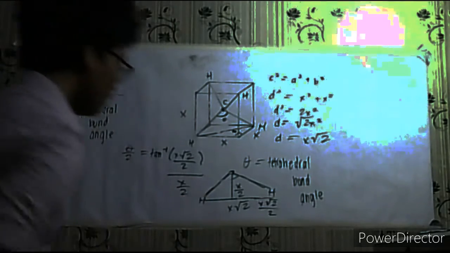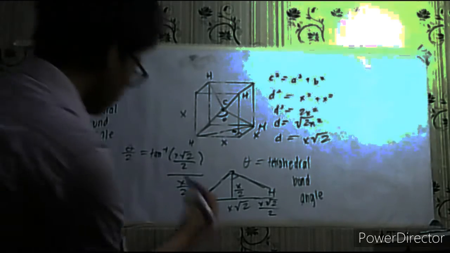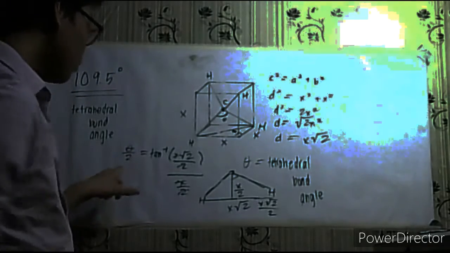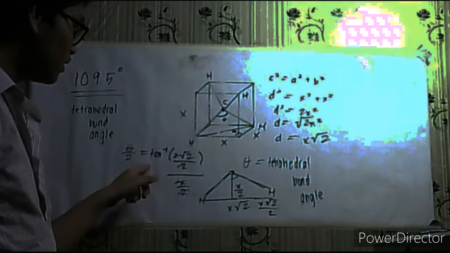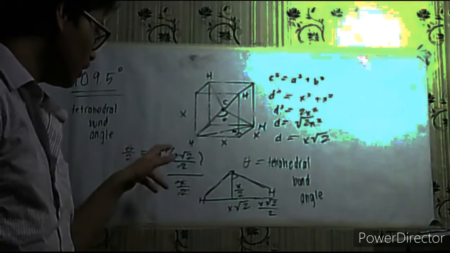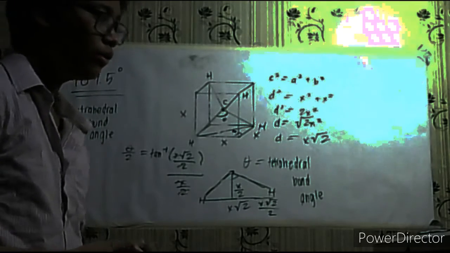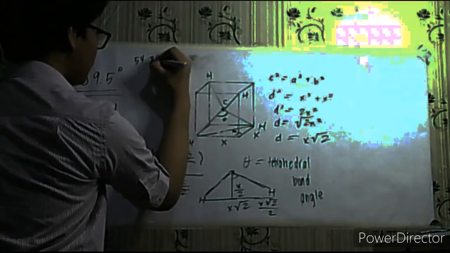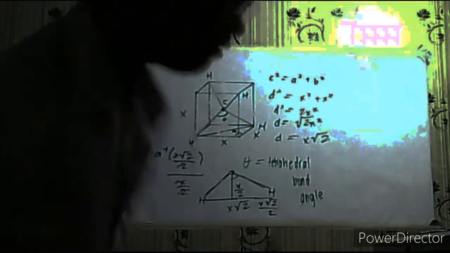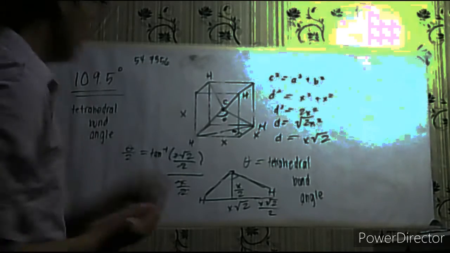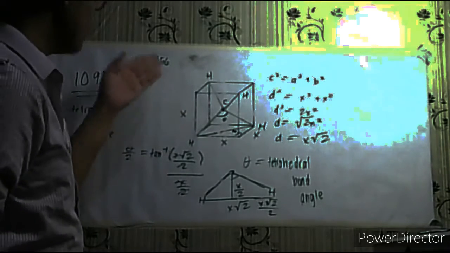X over 2. So that simplifies, this gets cancelled, this gets cancelled. So theta over 2 is equal to the inverse tan square root of 2. So what is inverse tan square root of 2? So inverse tan square root of 2 is equal to 54.7356. Okay, let's not take the next decimal places, okay? That is enough.